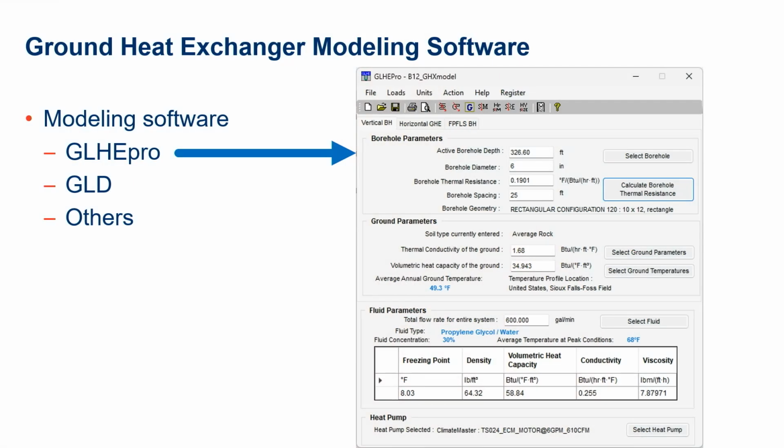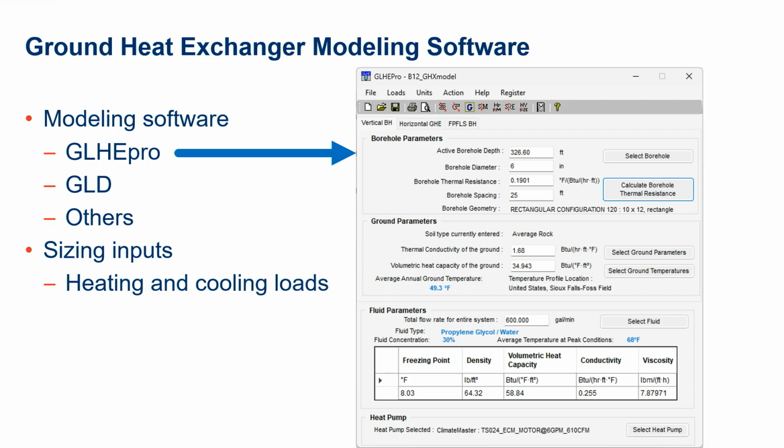Let's get the flavor of ground heat exchanger sizing with an example vertical bore field. The first thing we need is a ground modeling software. GLHE Pro and GLD are common ones, but several other options are available too. Today we'll be using GLHE Pro. To use the software, we need to know 4 things.